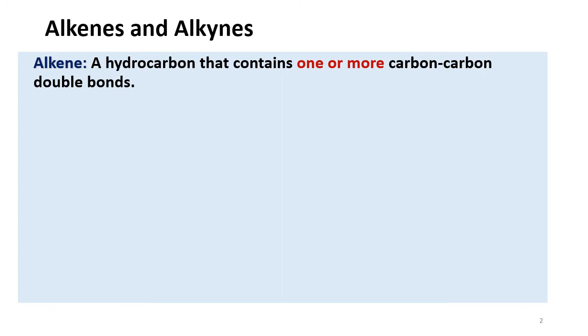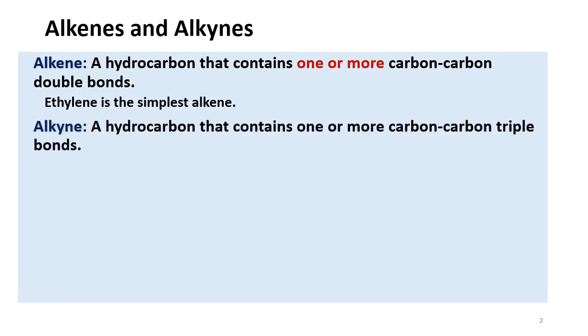The definition of an alkene is a hydrocarbon that contains one or more carbon-carbon double bonds. The simplest alkene is called ethylene. And ethylene, the simplest one, would be with two carbons, and we'll take a look at that in a minute.